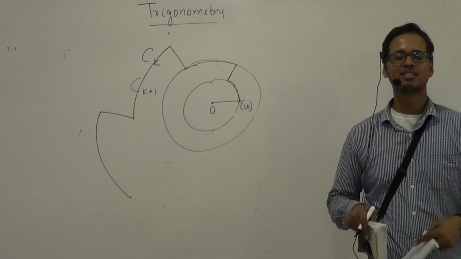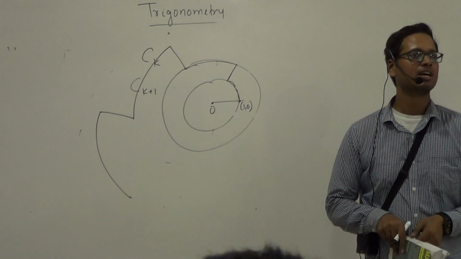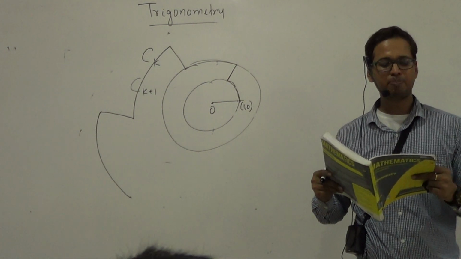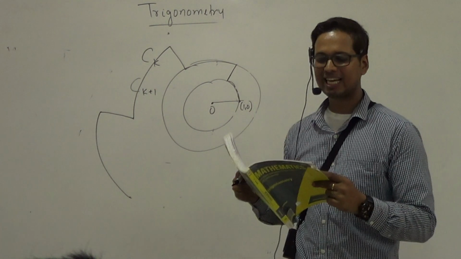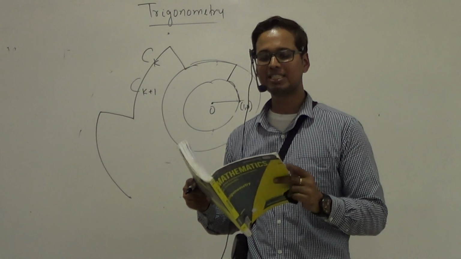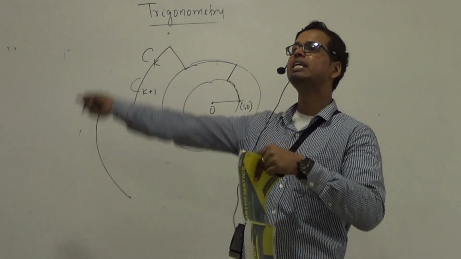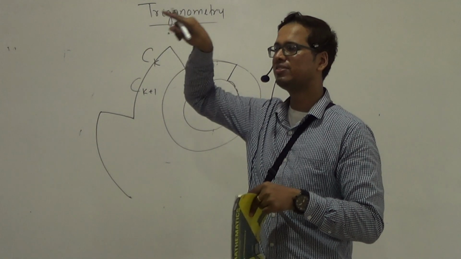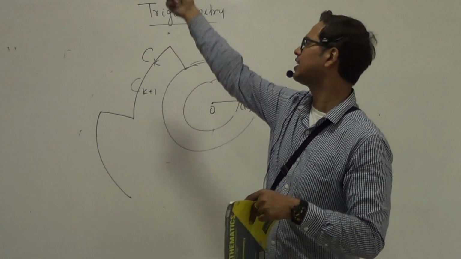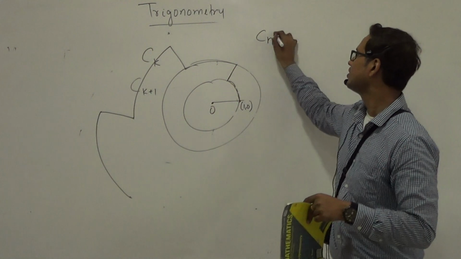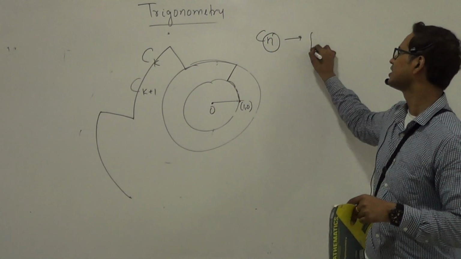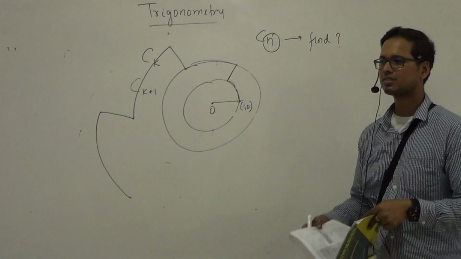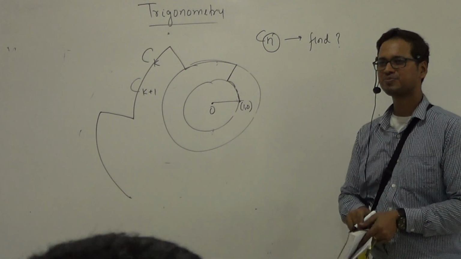How do you do it? If the particle crosses the positive direction of x-axis for the first time, that means it takes a complete chakkar, a complete circle. For the first time on the nth circle, find n.